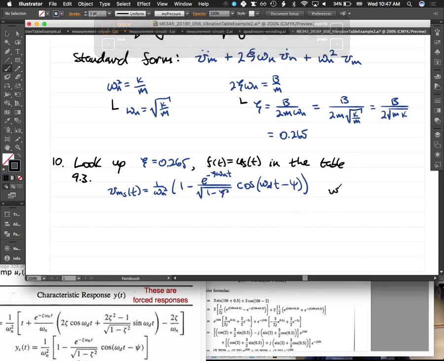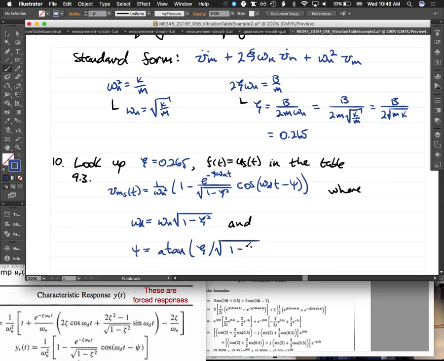where omega d is, do you guys remember what this is called? It's the damped natural frequency, so it's close. So it's omega n times root 1 minus zeta squared. And the other term that we haven't defined is what psi is, which is the phase shift. Psi is defined as arctan of zeta divided by root 1 minus zeta squared.